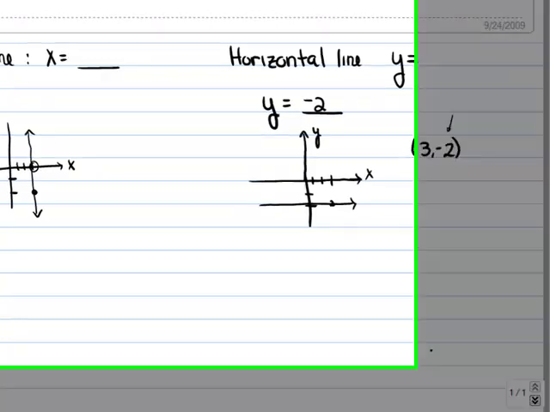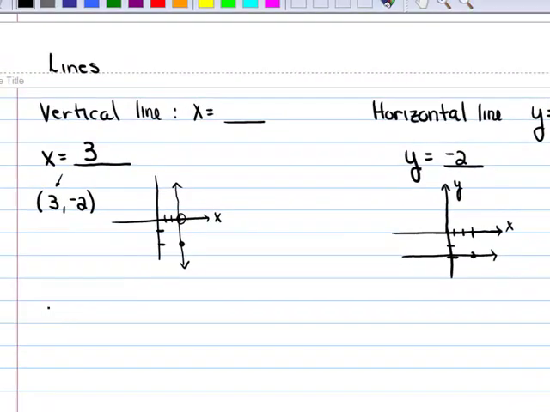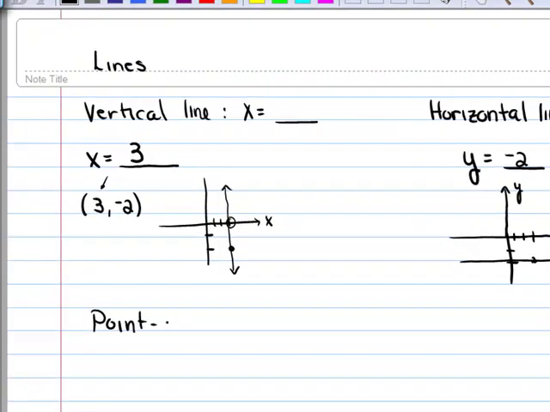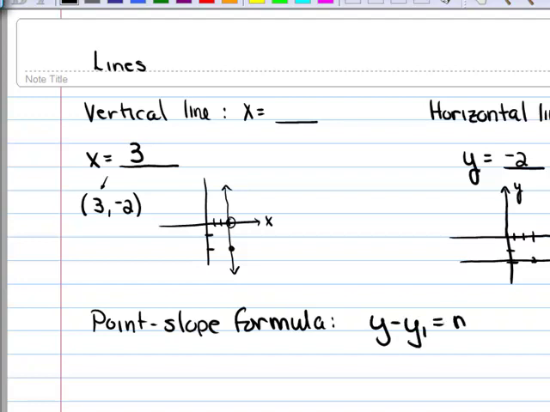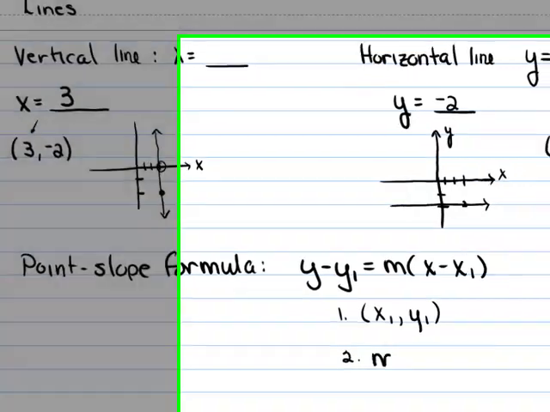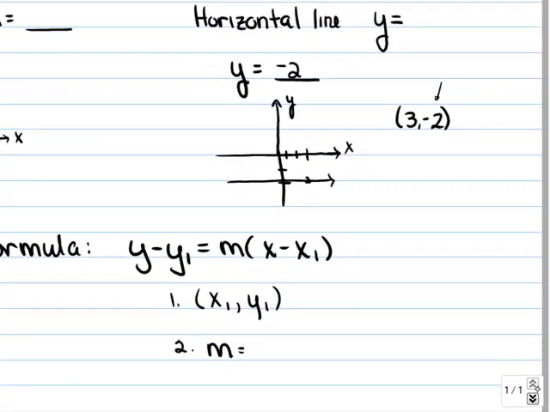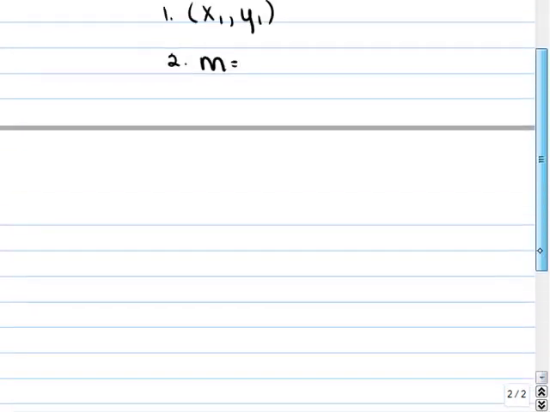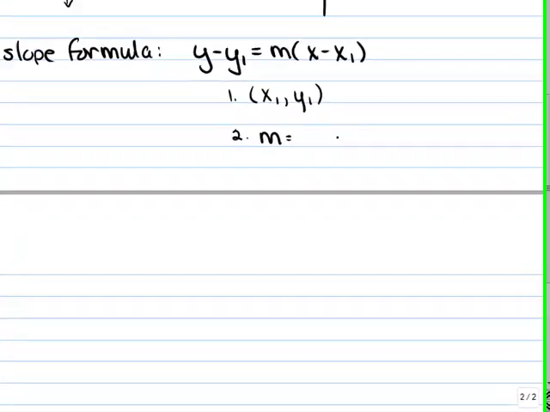If your line's not vertical or horizontal, though, that's where we're using a formula called the point-slope form. And we've got the point-slope formula here, which looks like this. We've got y minus y1 equals m times x minus x sub 1. In order to use the point-slope formula, it kind of makes sense that you need a point, and that's represented by the x sub 1, y sub 1, and you also need a slope, which is represented by the letter m.